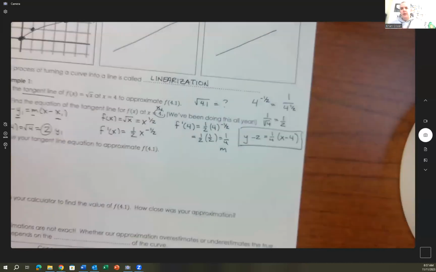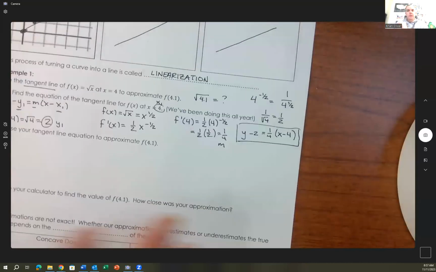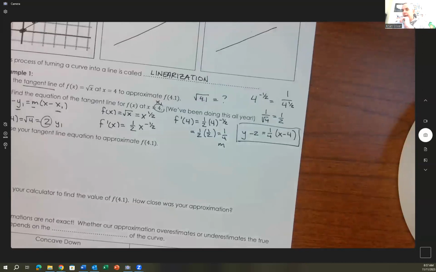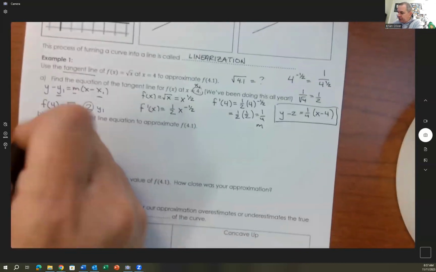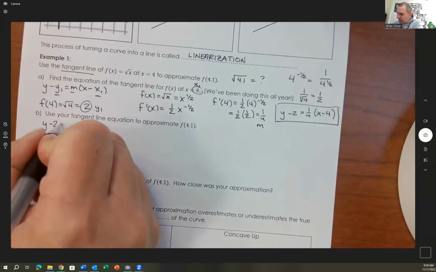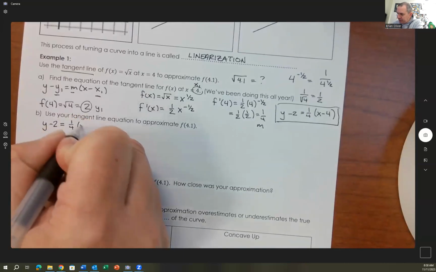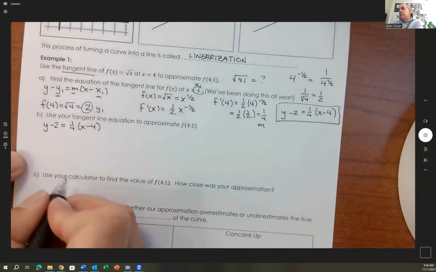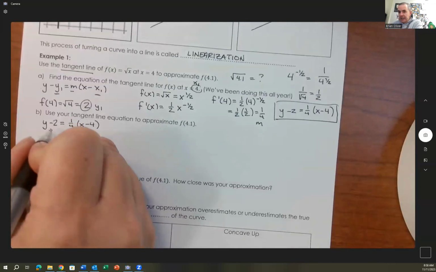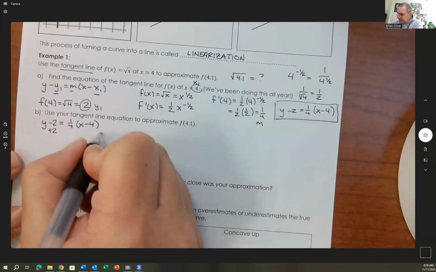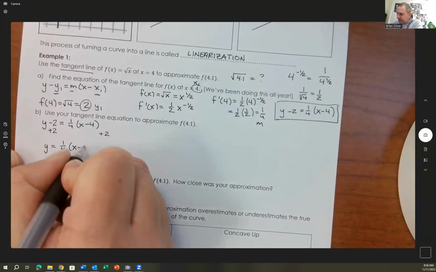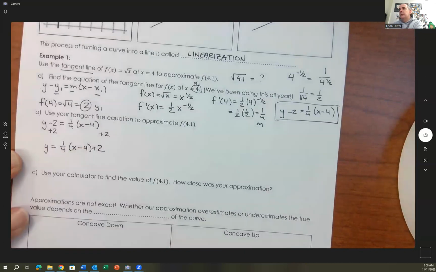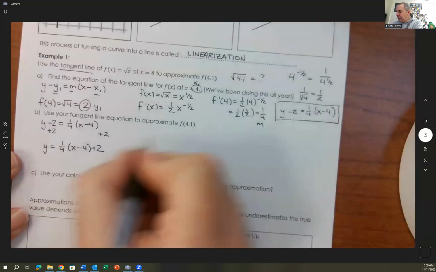What I'm now going to do is use the tangent line to approximate this value. So I need to use this equation, y minus 2 equals 1/4 times x minus 4. What I'm actually going to do is solve this for y. So I'm going to add 2 to both sides, and it's going to give me y equals 1/4 times x minus 4, plus 2. And this is what I'm going to use to approximate this.